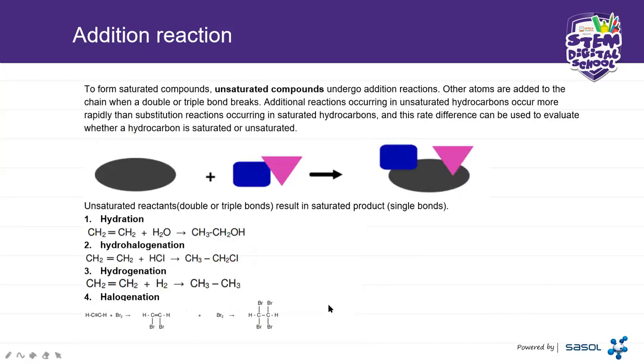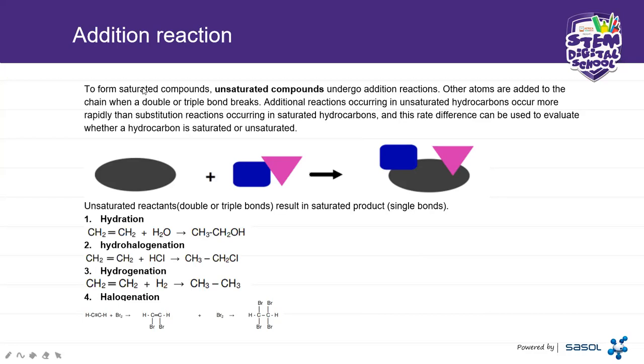So now we're moving on to our next part of our reactions. Now we're going to be doing addition reactions. So what do they say? They say for an addition reaction to form saturated compounds, unsaturated compounds undergo addition reaction. So now I'm sure that you guys are quite familiar with forming saturated. It means that now we're looking to form a molecule that has single bonds, right?